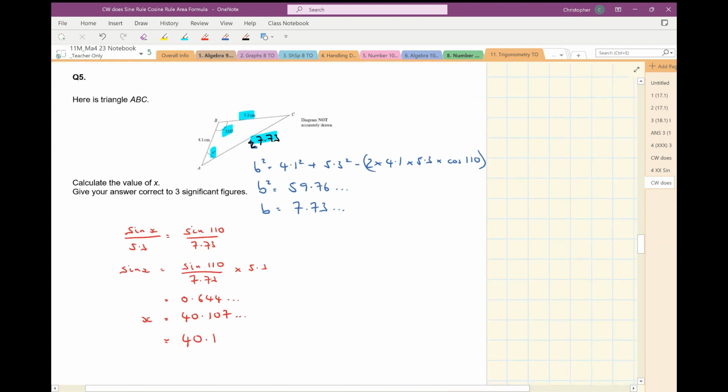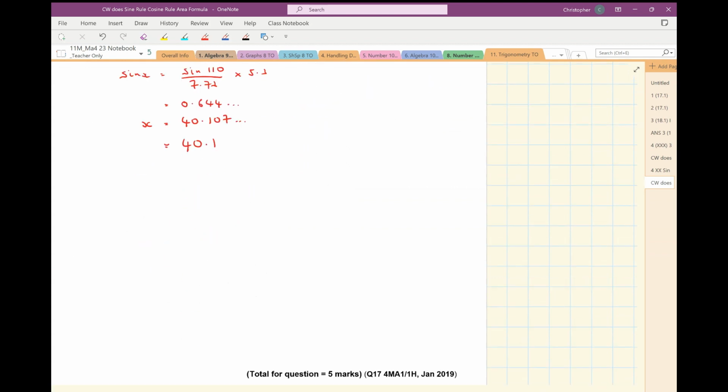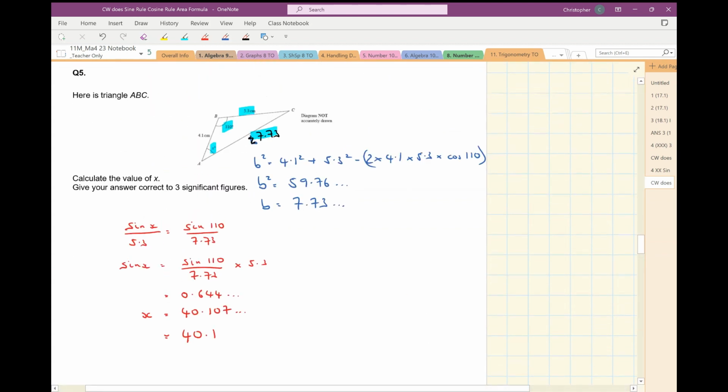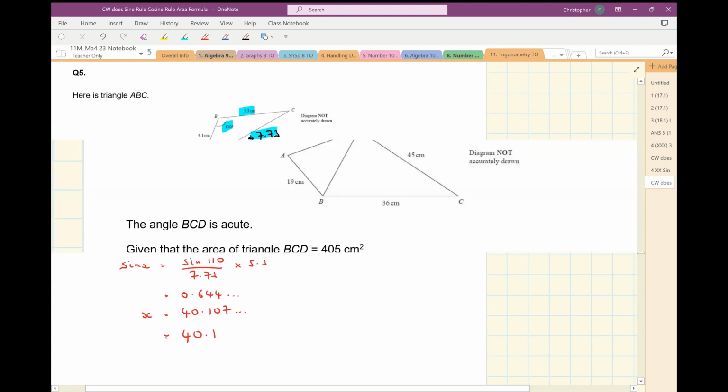So the answer I'm going to give is 40.1. So in that question, we used the cosine rule to find the missing side, which enabled us to use the sine rule to find x. And that question is worth 5 marks again, crikey. They are worth a lot of marks, these sine rule and cosine rule questions. And that's the end of question 5.